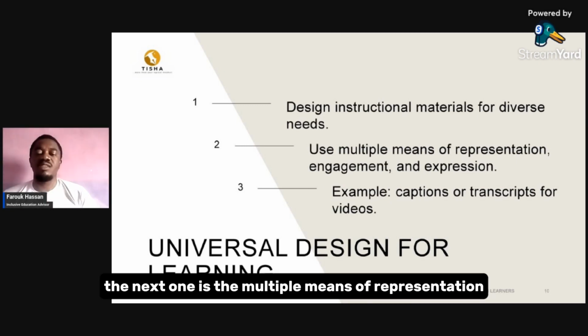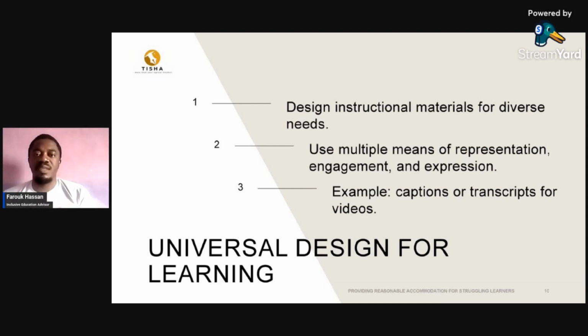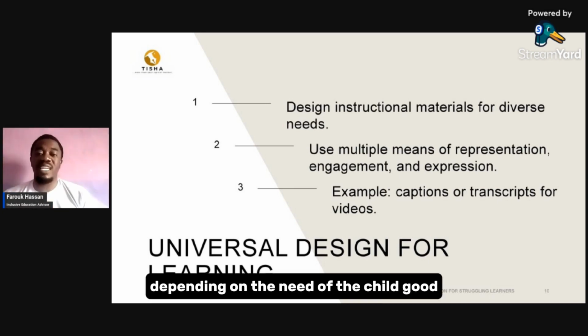The next one is the multiple means of representation. How are you delivering these instructional materials to them? Is it in a paper form? Is it in an audio form? Is it in a visual form? It should be different depending on the need of the child.